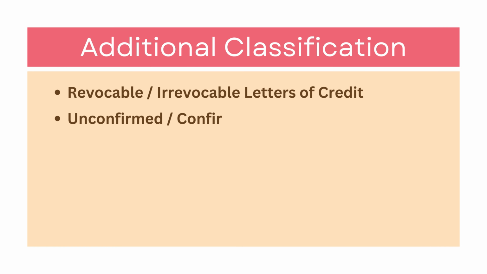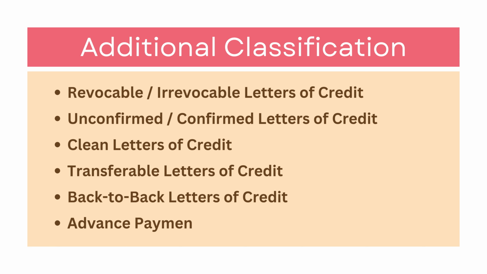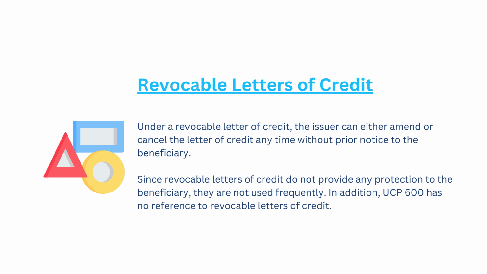After reviewing standby and commercial letters of credit, we can start to examine other types of letters of credit. Revocable letters of credit. Under a revocable letter of credit, the issuer can either amend or cancel the letter of credit any time without prior notice to the beneficiary. Since revocable letters of credit do not provide any protection to the beneficiary, they are not used frequently. In addition, UCP 600 has no reference to revocable letters of credit.